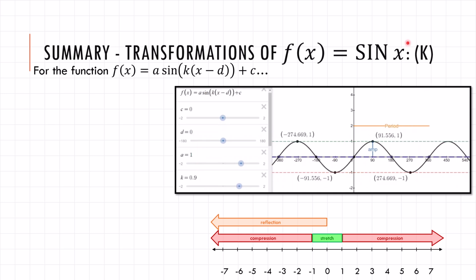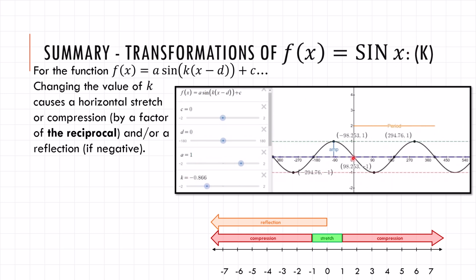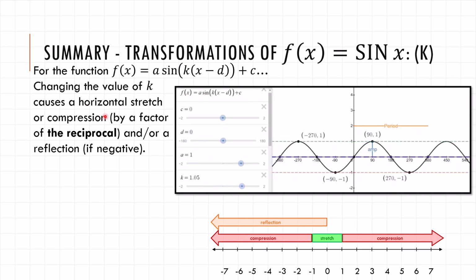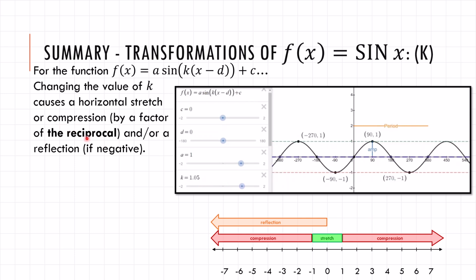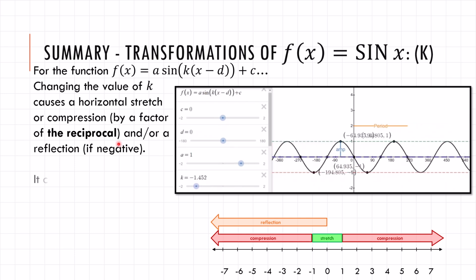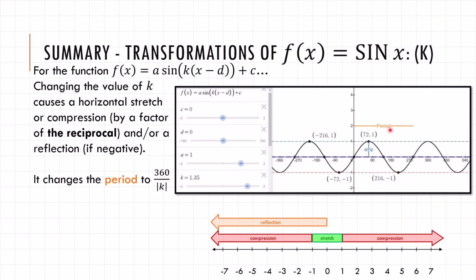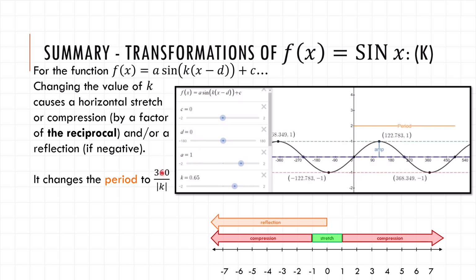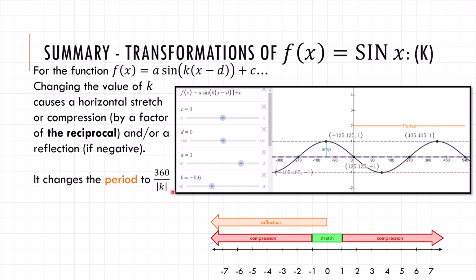Next up, let's take a look at k. Well, changing k actually horizontally stretches or compresses the function, but we say it does so by a factor of whatever the reciprocal of k is. So if k is 2, the reciprocal would be 1 over 2. It also changes the size of the period, as we can see happening right here. The new period will be 360 divided by whatever the positive value of k is.